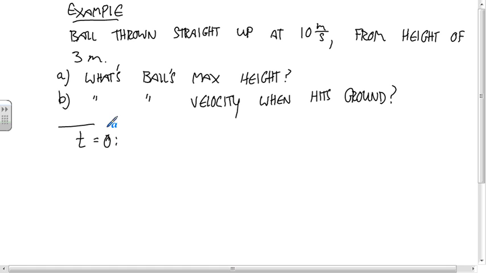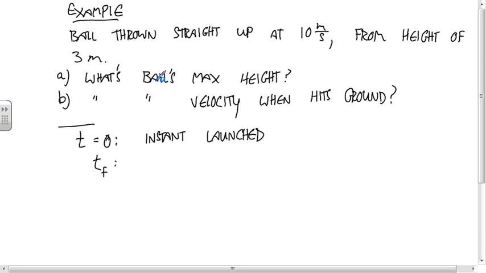Yeah, right. Right at the instant that it's launched, because at that instant we know the velocity and we know the height. And what's going to be time final? For part B, it's going to be when it hits the ground.